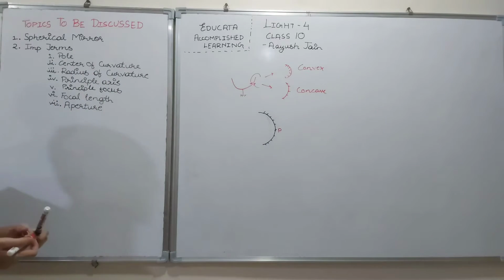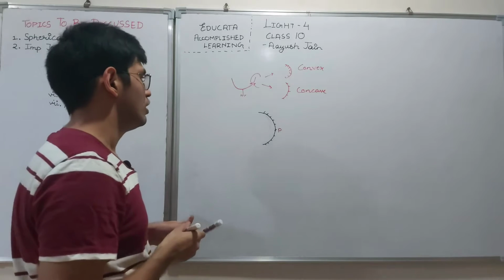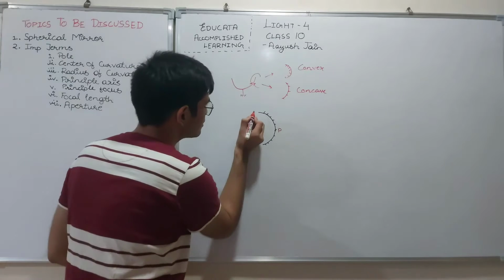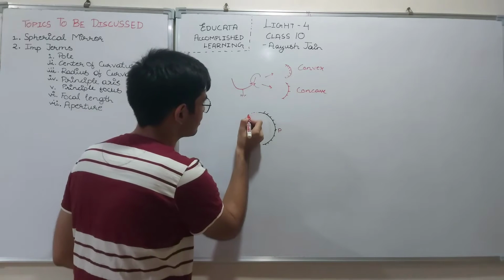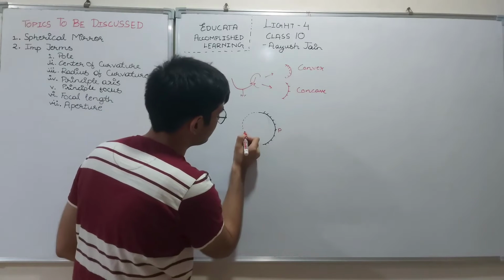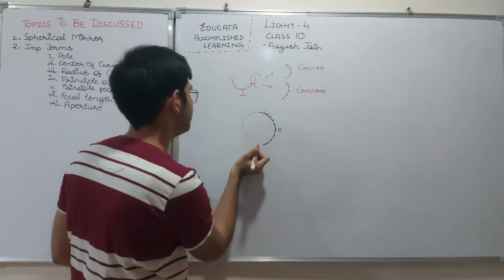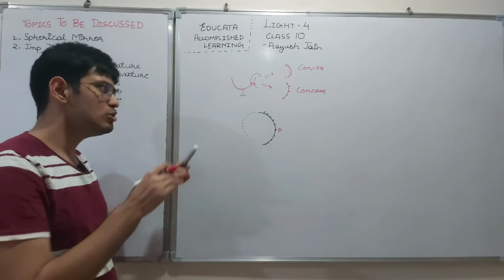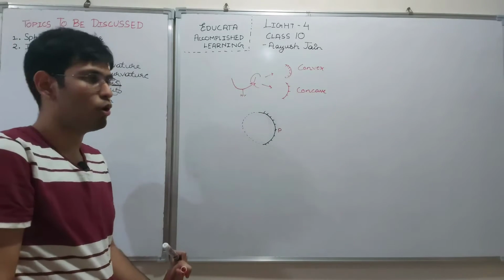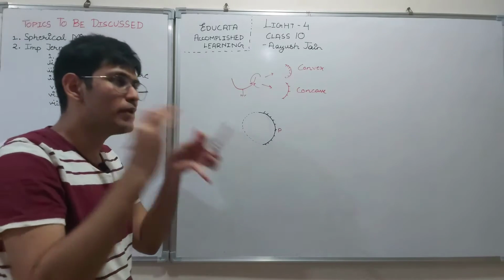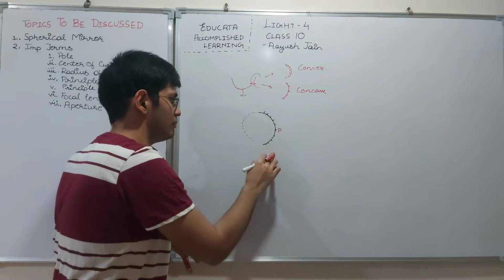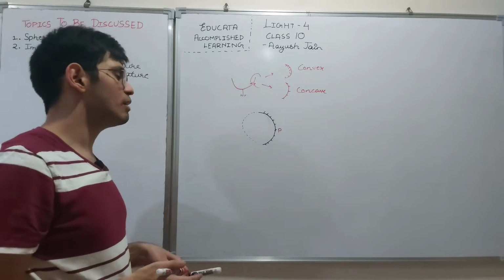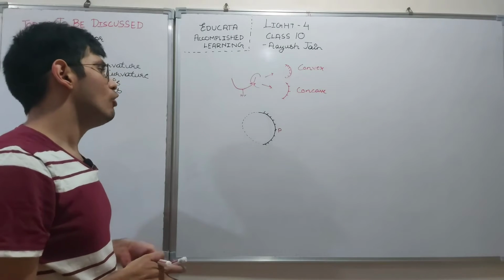The second term is the center of curvature. What you have to do now is a simple construction. You just have to complete this circle, this sphere, via a dotted line. The dotted line is for an imaginary line, means you just have to visualize this line. I am just making it to explain to you. The mirror is only this black part, but this red line is to explain to you the complete sphere.